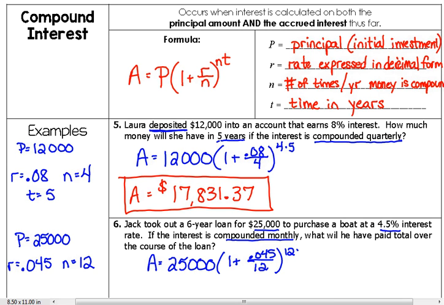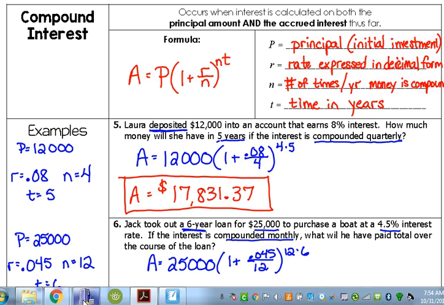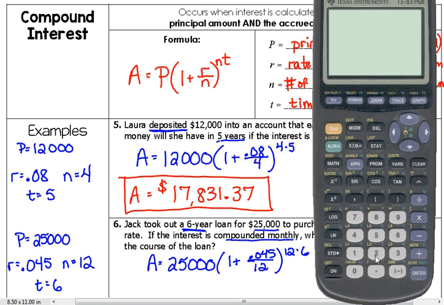It's a 6-year loan, and they want to know how much total he will have paid over the course of the loan. So that's what's going to give it. We're calculating this for 6 whole years. So 6 is the T. All right, so let's see here. Y'all type it in as I'm typing it in. See if you can do it correctly. 25,000, 1 plus 0.045 over 12.